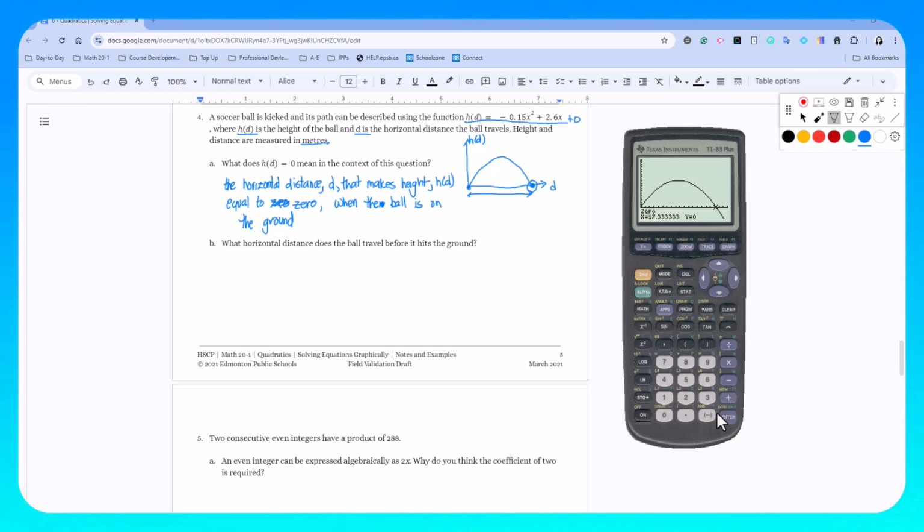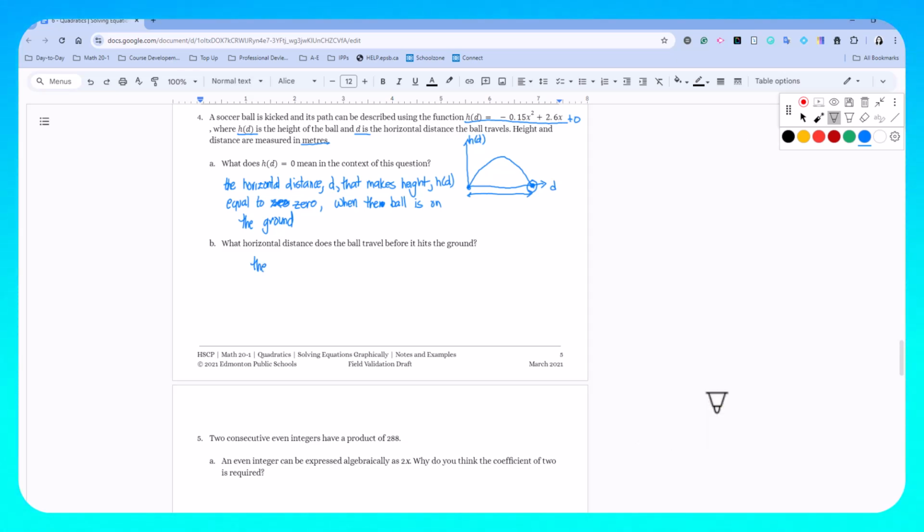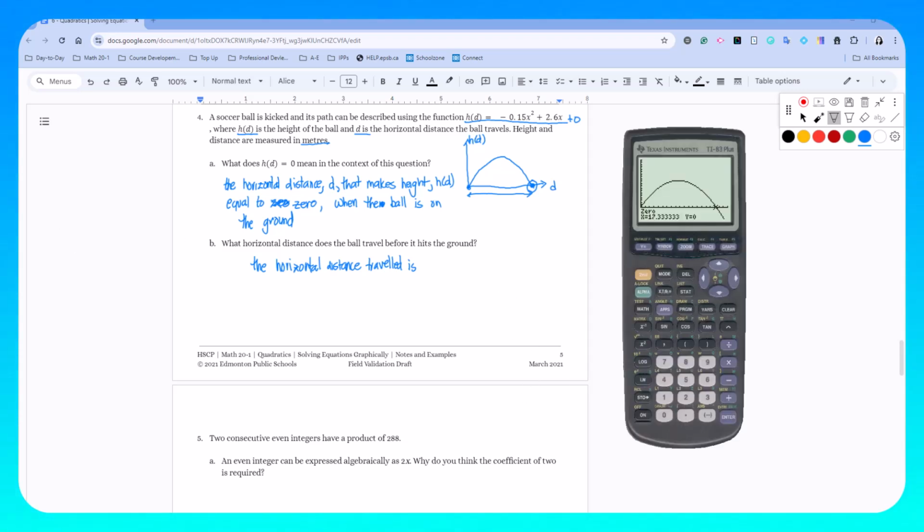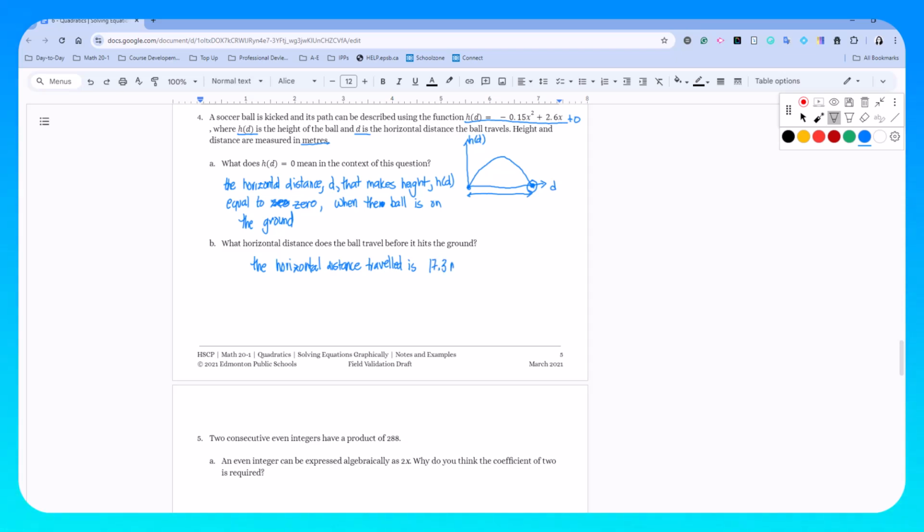So the value of x when the soccer ball is landing back on the ground, or the horizontal distance traveled, is equal to, just short, we're going to go to the nearest tenth, 17.3 meters. There we go.